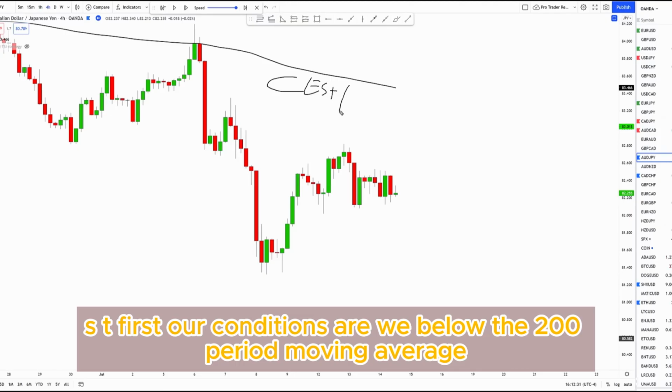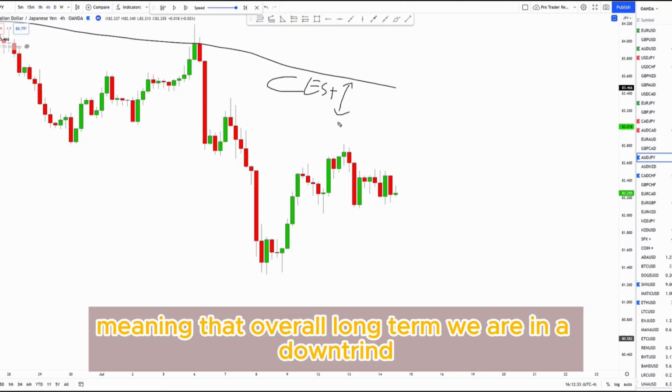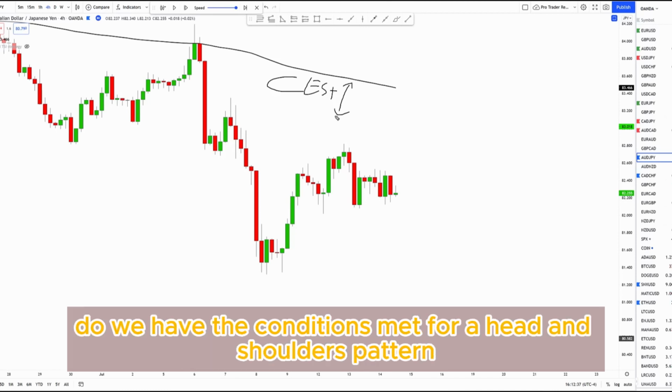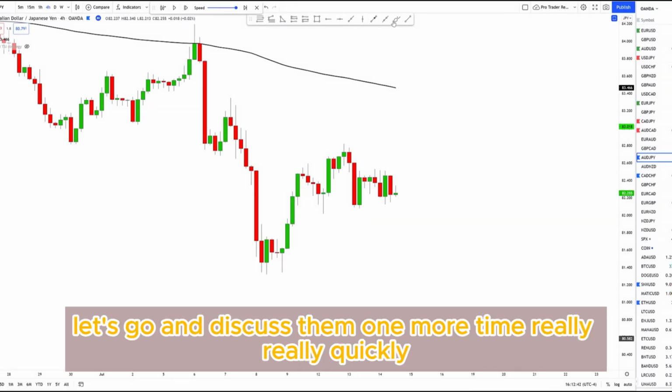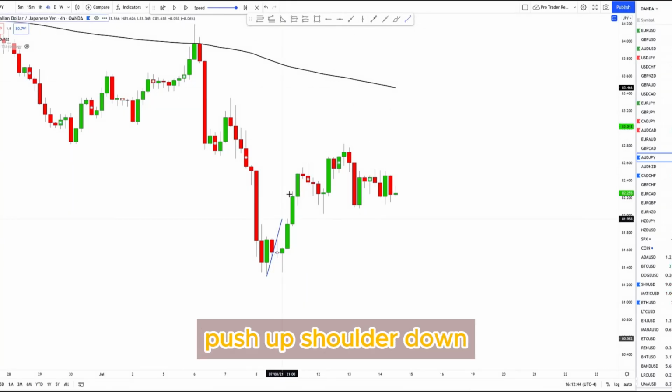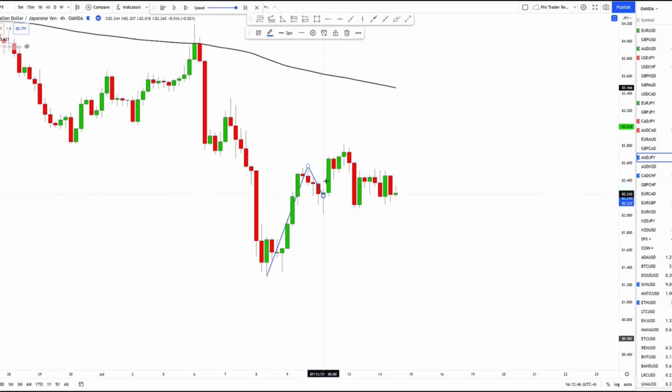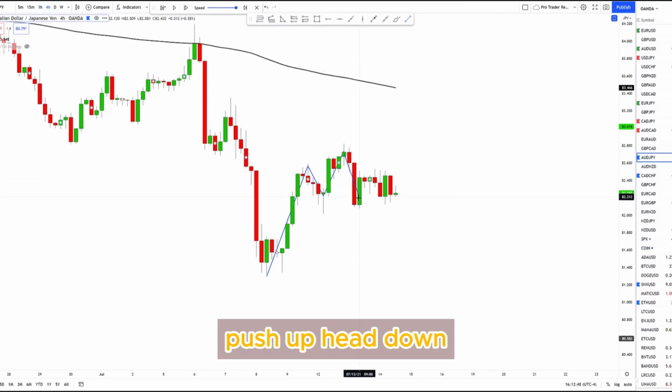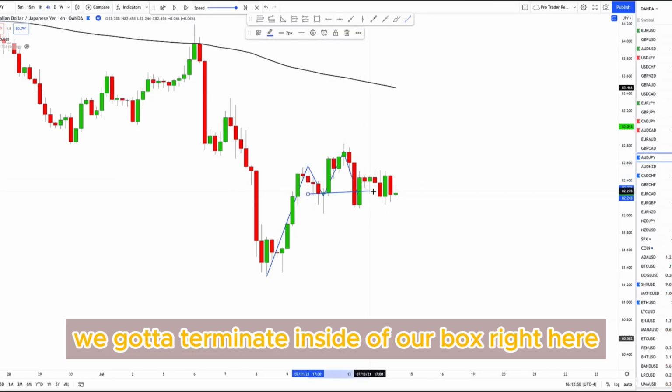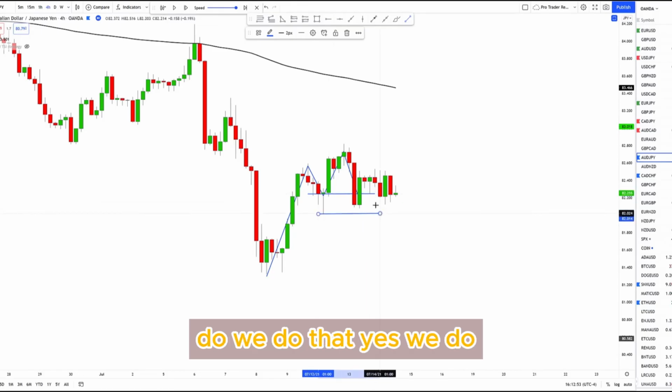First, our conditions. Are we below the 200 period moving average, meaning that overall, long term, we are in a downtrend? Yes, we are. Do we have the conditions met for a head and shoulders pattern? Yes, we do. Let's go ahead and discuss them one more time really quickly. Push up, shoulder, down, push up, head, down. We have to terminate inside of our box right here. Do we do that? Yes, we do.